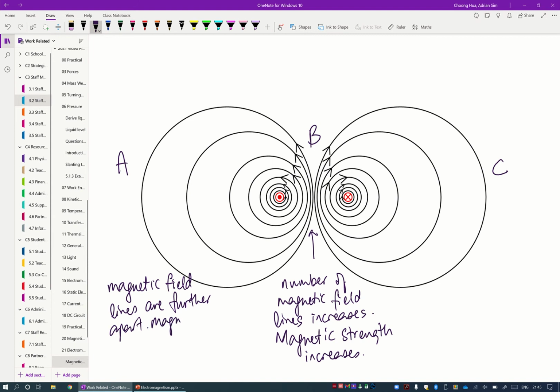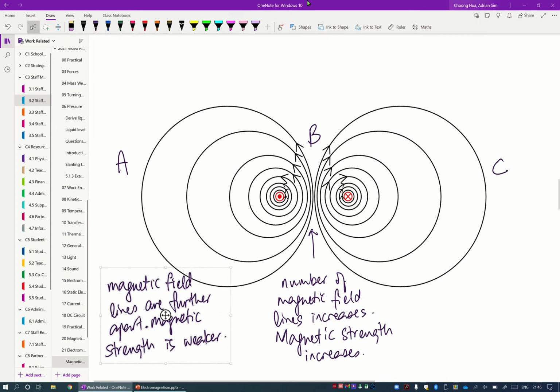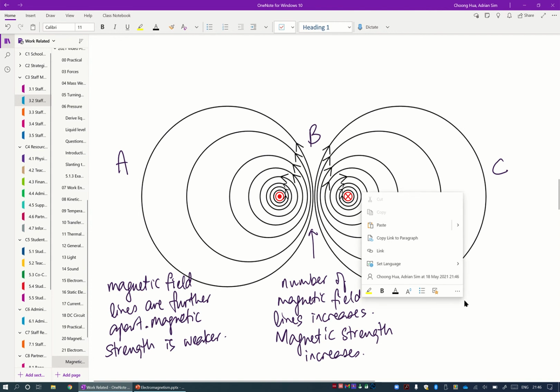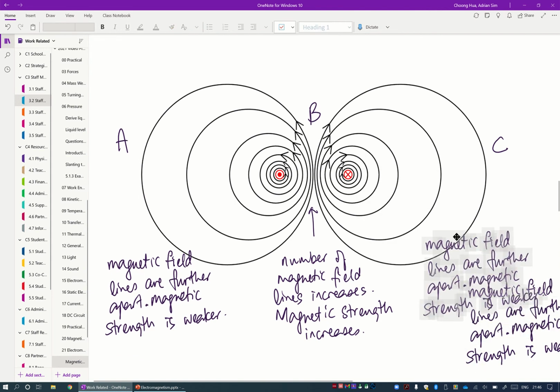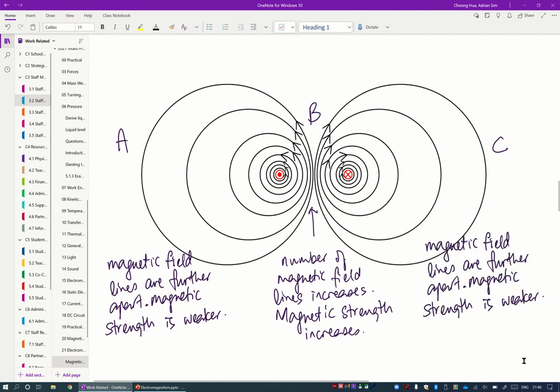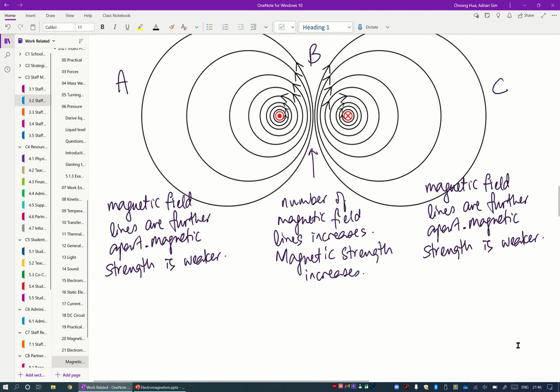Hence, magnetic strength is weaker. So the same goes for C. The magnetic field lines are further apart, and hence the magnetic strength is weaker.